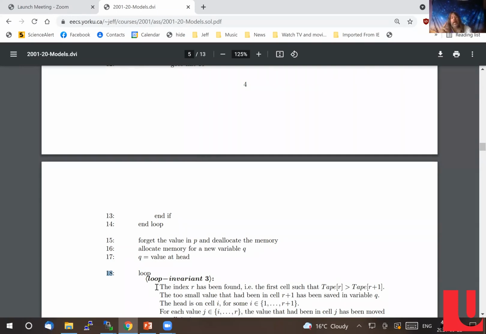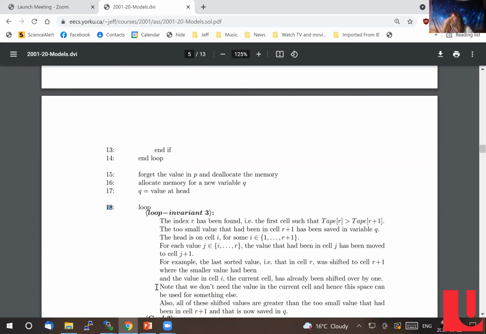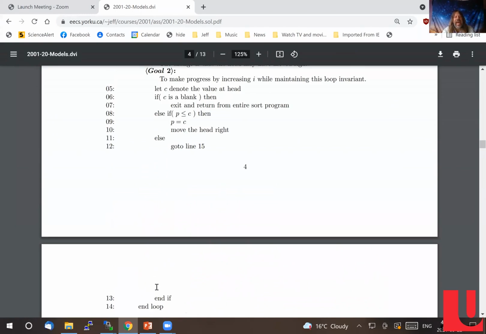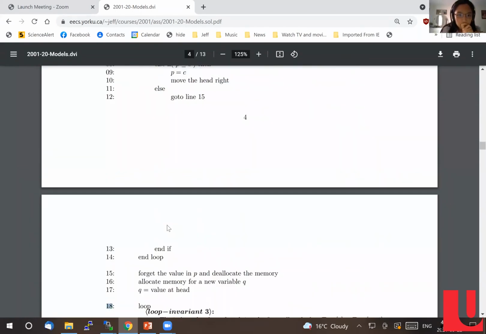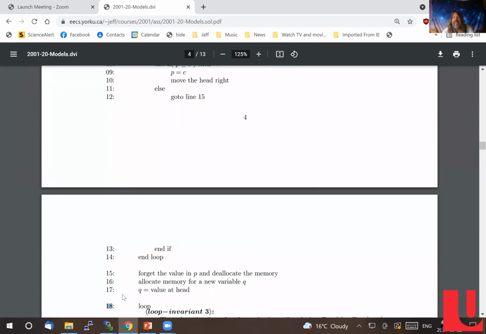Why do I want it at line 18? Well, because it's another loop, right? And the loop is a nice place to stop because I have a loop invariant that tells me what's happening at that loop, right? And so then the question is, can I get from line 4 to line 18 in one transition? And I think I can.